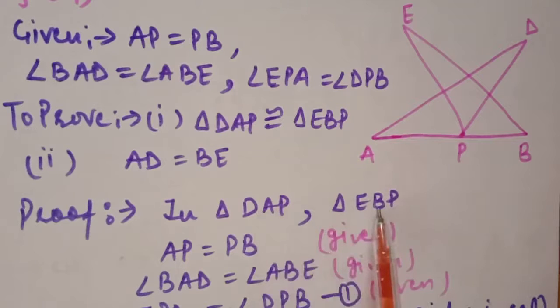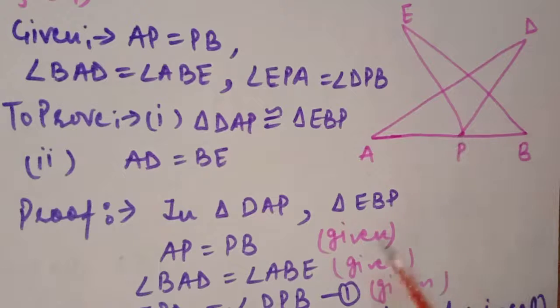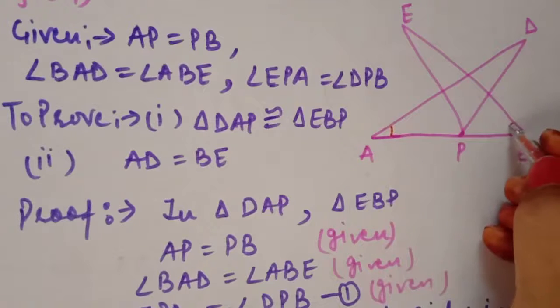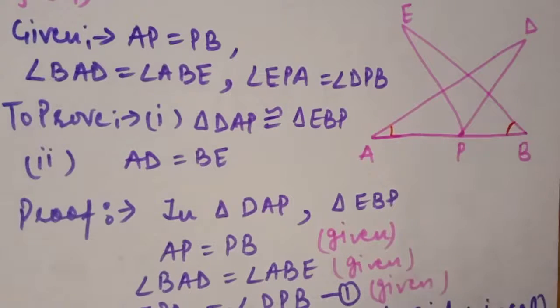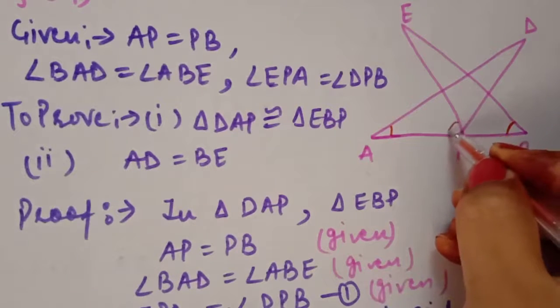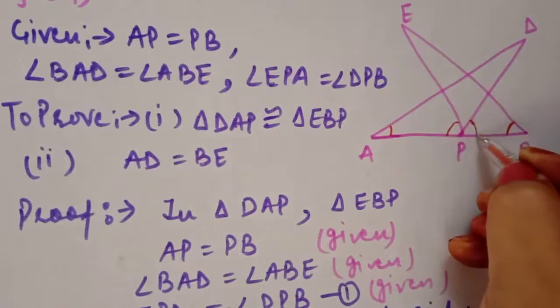Now we need three elements in these two triangles. So first thing is AP is equal to BP, it is given. Second thing is angle BAD and angle ABE are equal to each other, it is also given. Now third thing is this angle EPA and angle DPB are equal.